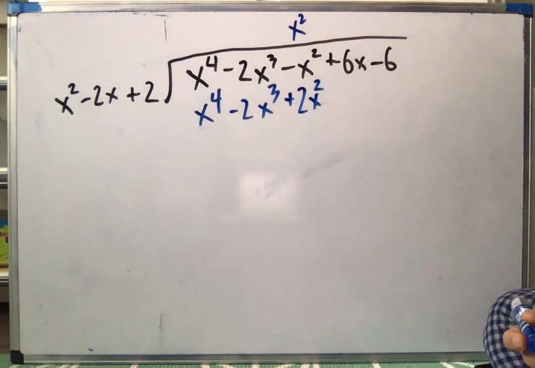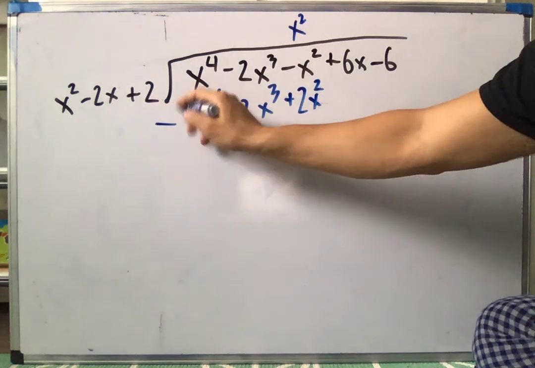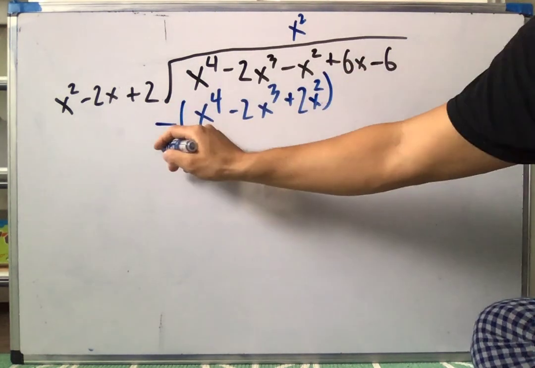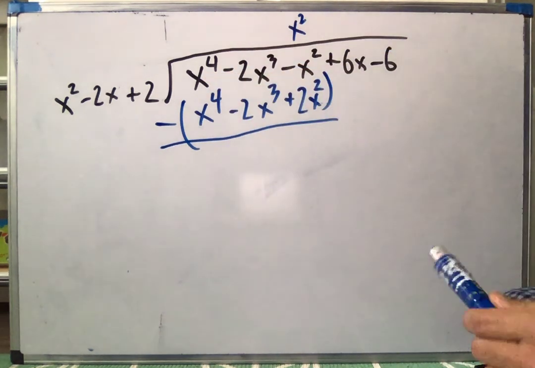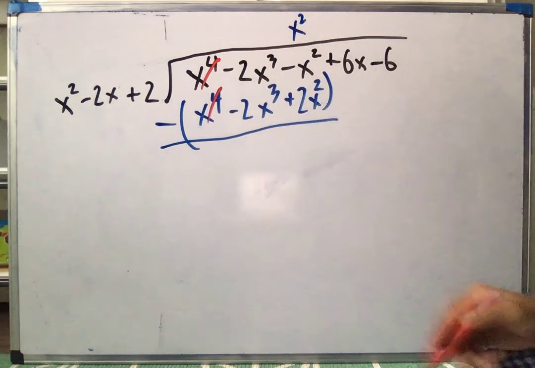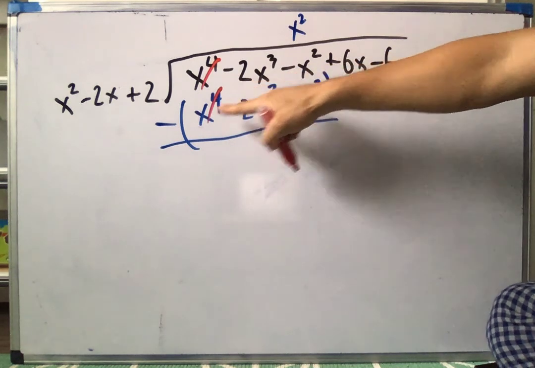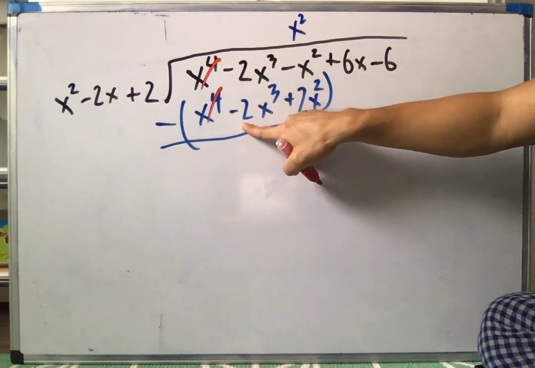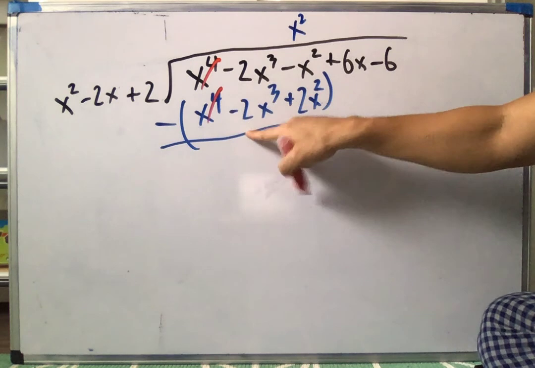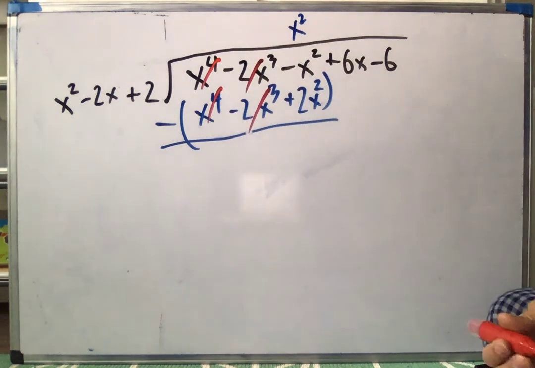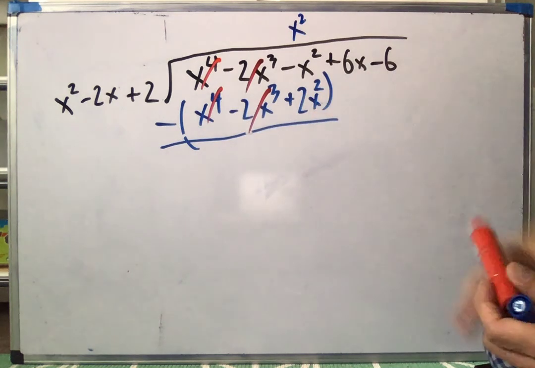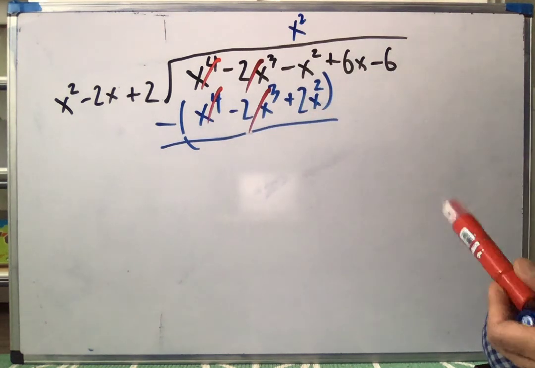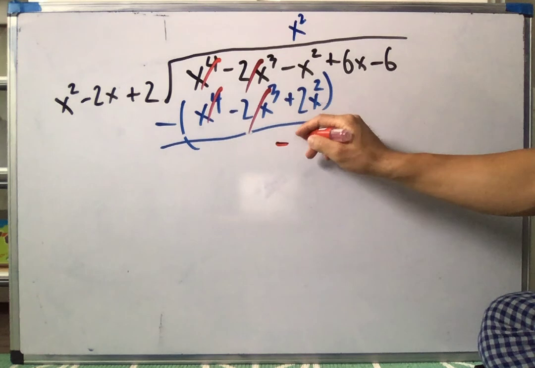But remember, we're subtracting that whole thing, so subtract that whole thing in parentheses, and then we're going to write our answer here. x to the fourth minus x to the fourth is just gone. Negative 2x cubed minus a negative 2x cubed is the same as negative 2x cubed plus 2x cubed, so that's gone. Then I have negative x squared minus 2x squared, which is equal to negative 3x squared.